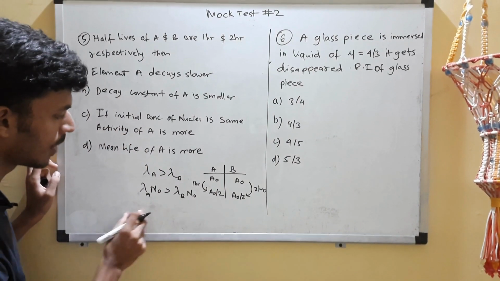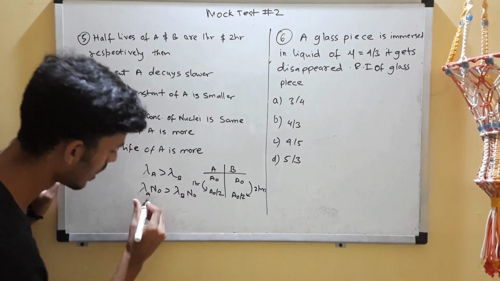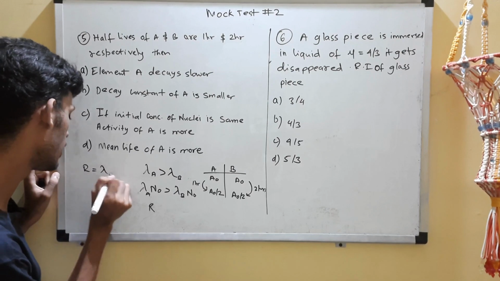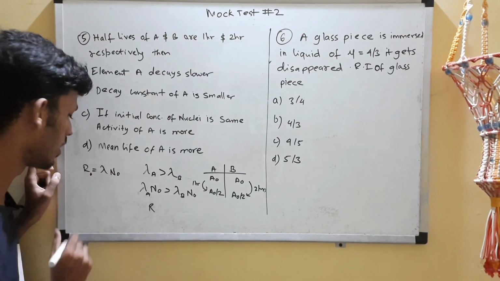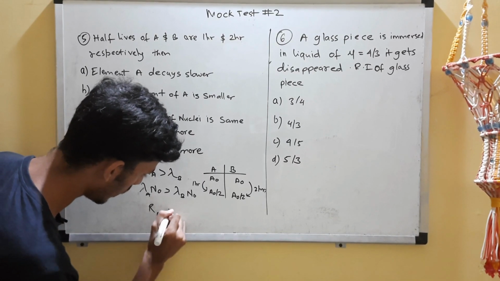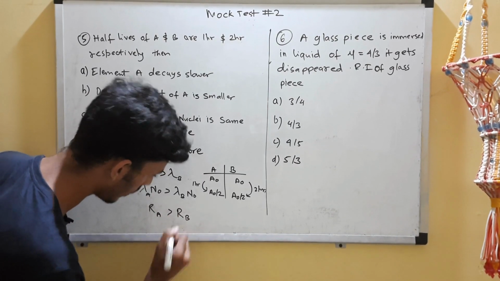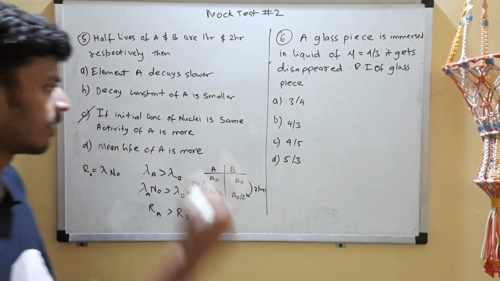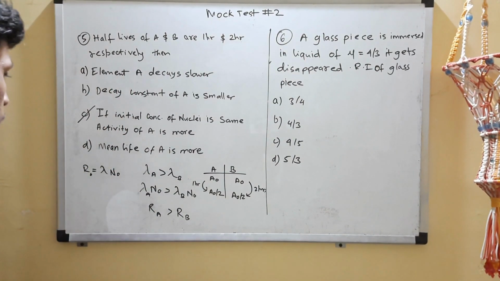So if you just multiply n naught throughout, this is the initial concentration. I've just multiplied n naught on both the sides. So this is the activity of A. R is basically lambda times of n, right? R naught is lambda times of n naught. So this is the initial activity of A. It is greater than the activity of B. So option C, the activity of A is greater than the activity of B.